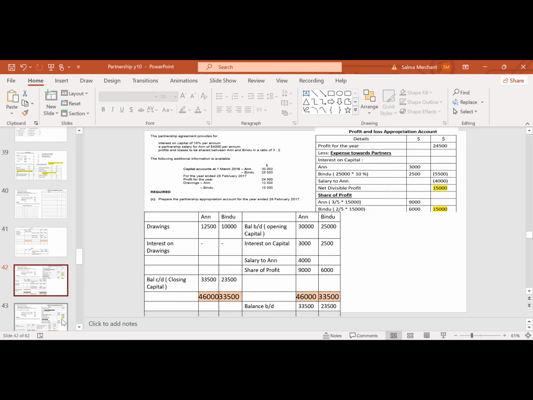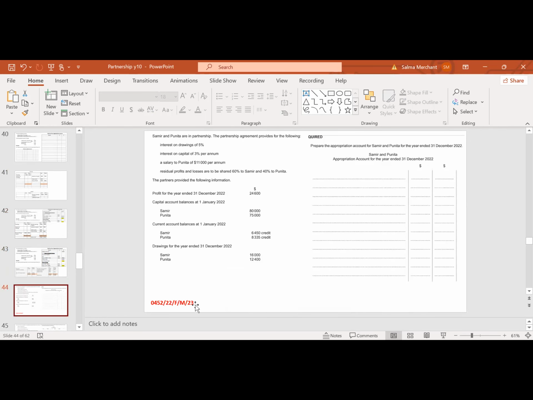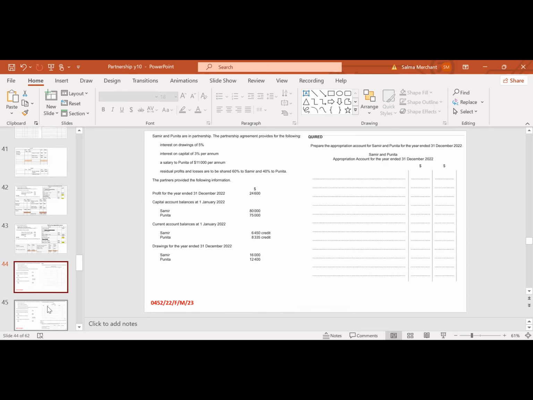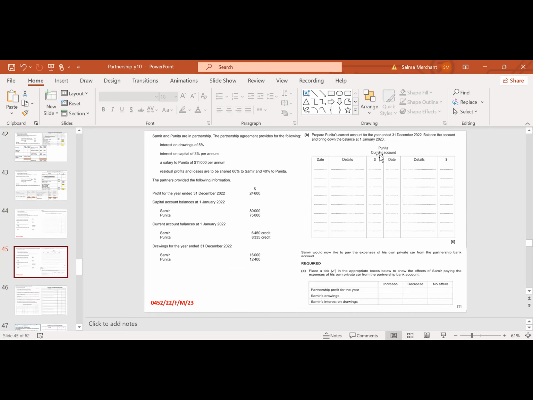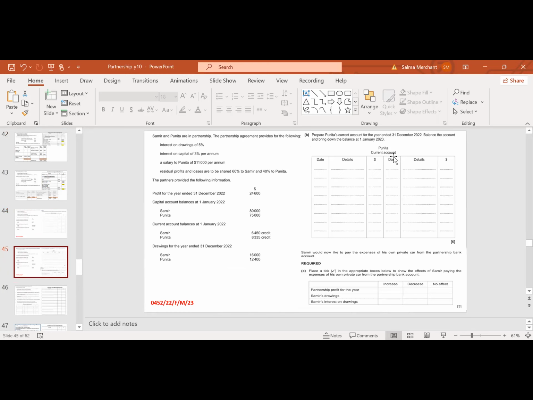Just keep this current account scenario in mind. This is the latest question paper of Feb-March 2023, 0452, where you're supposed to prepare a profit and loss appropriation account and a current account. They want only one partner's current account, that is Punita's current account. One minute.